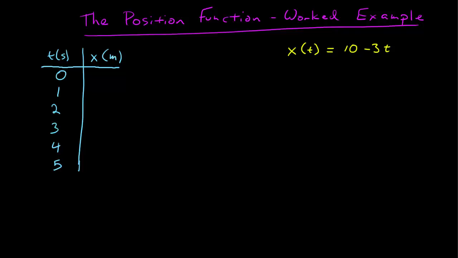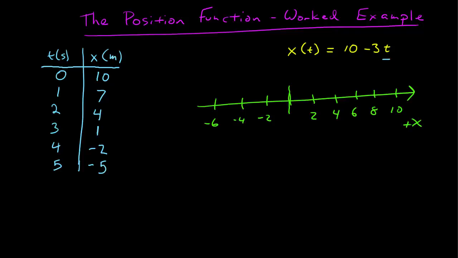So at t equal to 0, we're at 10 meters. At 1 second, 10 minus 3, that's 7 meters. At 2 seconds, that's going to be 10 minus 6, that's 4 meters. And we're seeing we're going down 3 meters each time. So at 3 seconds, it's 1 meter. At 4 seconds, it's negative 2 meters. And at 5 seconds, it's negative 5 meters.